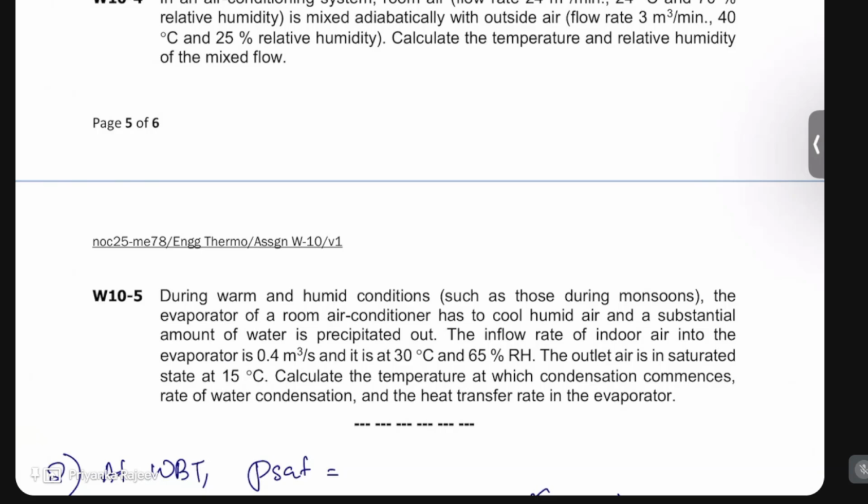So we have to find at 25. First, we have to find the mass flow rates. Then we need to find the densities, and then we can calculate the mass of the vapor and then the relative humidity. Okay, and that is how we have to approach it.